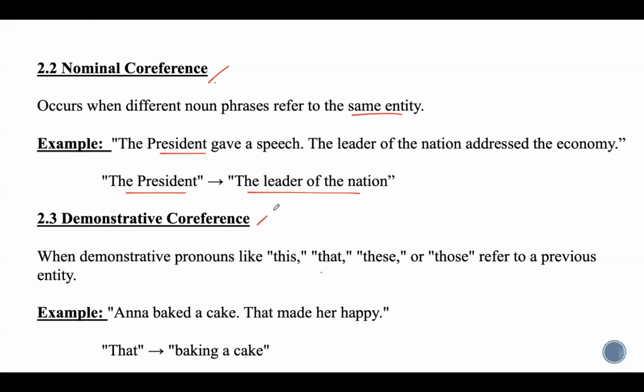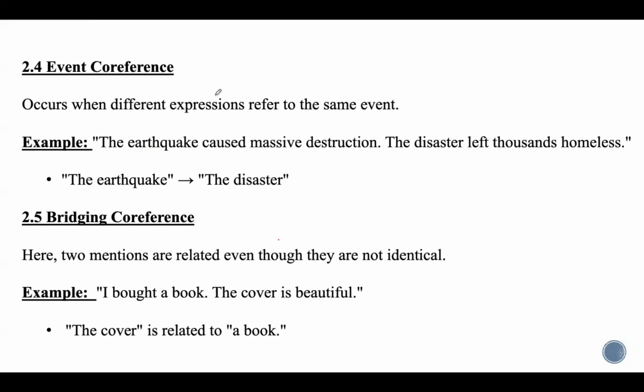Then the third one is demonstrative coreference. When demonstrative pronouns like this, that, these, those refer to a previous entity, that is demonstrative coreference. So here is an example: Anna baked a cake that made her happy. So here this term "that" refers to baking a cake. So which made Anna happy? Baking a cake.